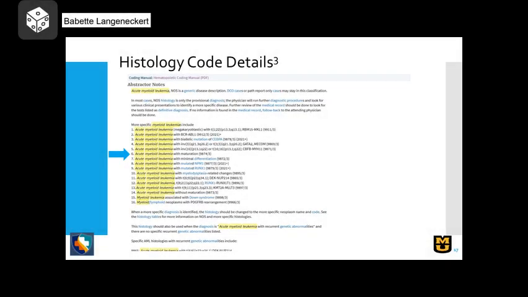Scroll down to find more detailed information about acute myeloid leukemia. Abstractor notes have helpful hints for coding, determining grade, and has some staging details. More specific acute myeloid leukemias are listed. Be sure to review and code to the most specific histology. For example, acute myeloid leukemia with maturation should be coded to 9874/3 rather than 9861/3.